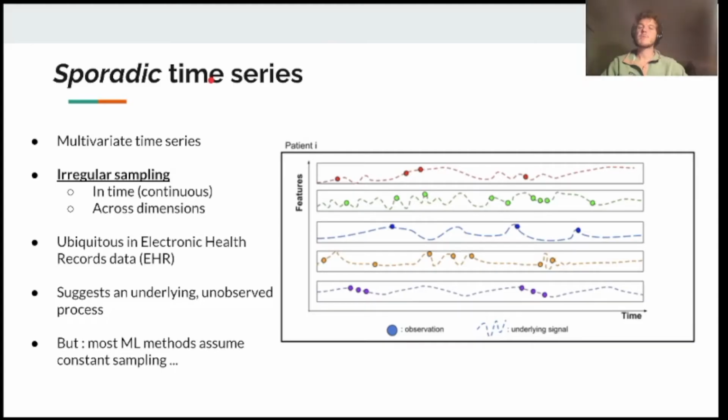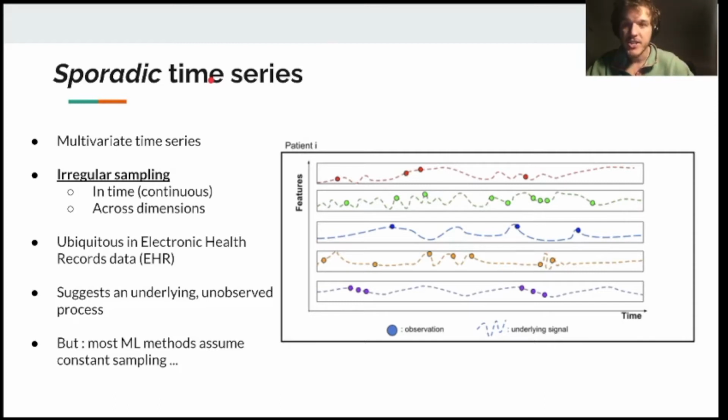So first of all, what do we mean by sporadic time series? By that we mean multivariate time series with irregular sampling, both in time and across dimensions. And those types of time series are ubiquitous in electronic health records, or EHR data.